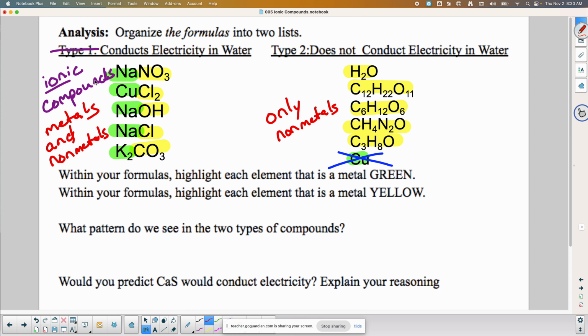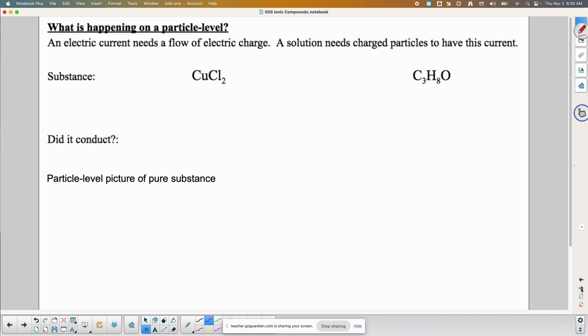So now we're going to take this idea of the ionic compound and try to draw a picture to represent what's going on here. So our copper chloride did conduct. Yes, at least it did when it was dissolved in water.